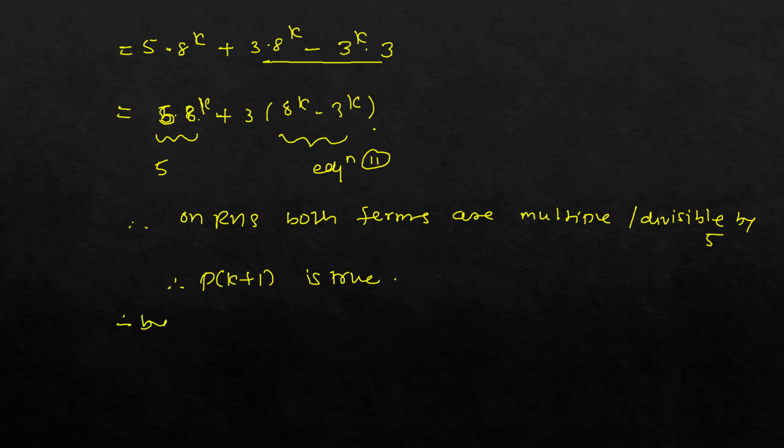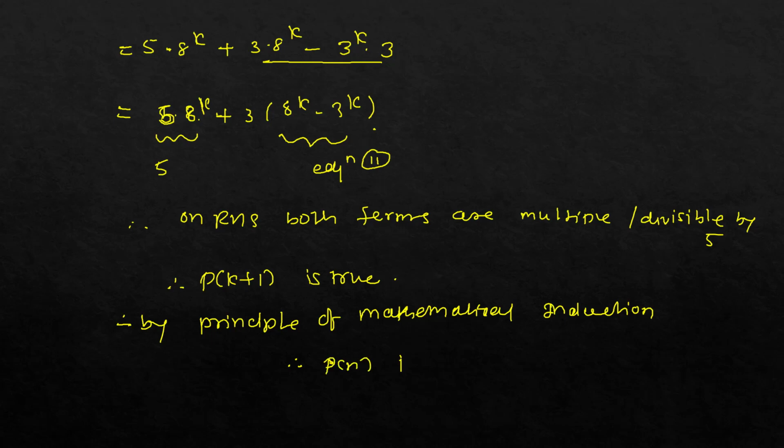Therefore by principle of mathematical induction. What is the mathematical induction? That is step number 1, step number 2, step number 3, all three should be true. So we can write P of n is true for n belongs to capital N.